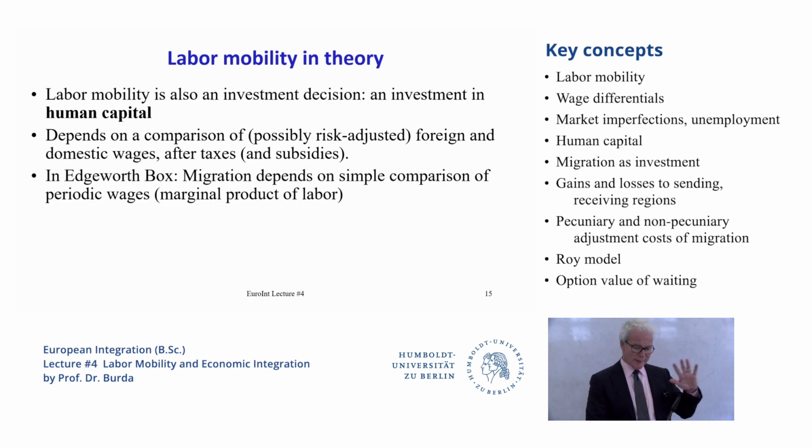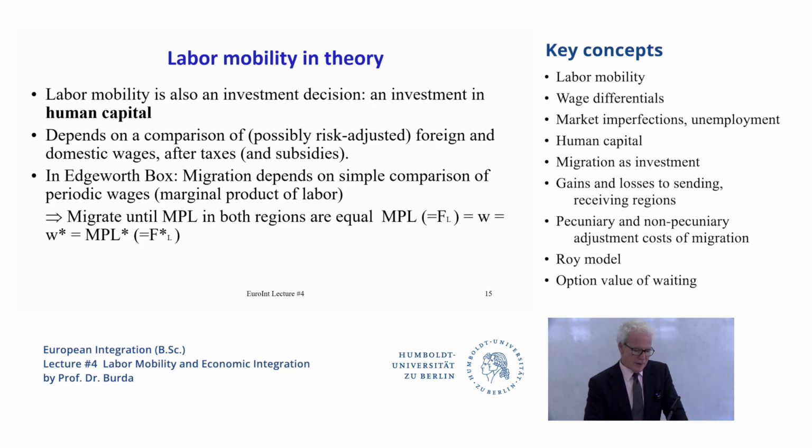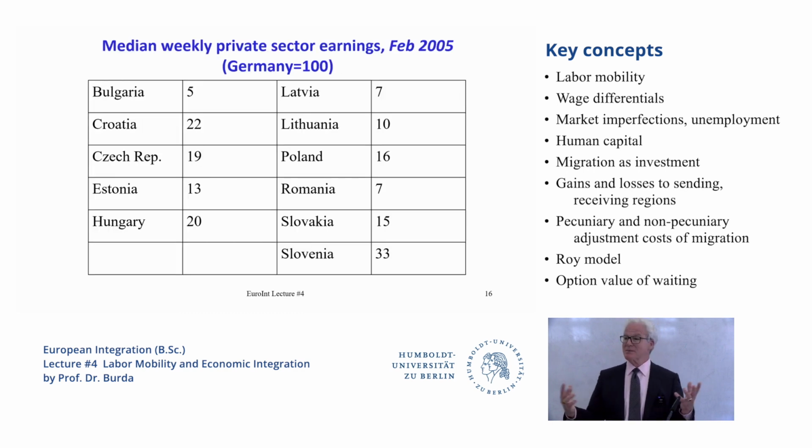In the Edgeworth box, we're going to ignore that. We're just going to compare the wages. And again, the wage in this model that's paid by the firm is going to be something like the marginal product of labor. So we're going back to the old-fashioned theory, which says, just like with capital, you go where the money is. You go where the rate of return is higher in capital. In the labor case, you go where the wage is higher, the net wage for you.